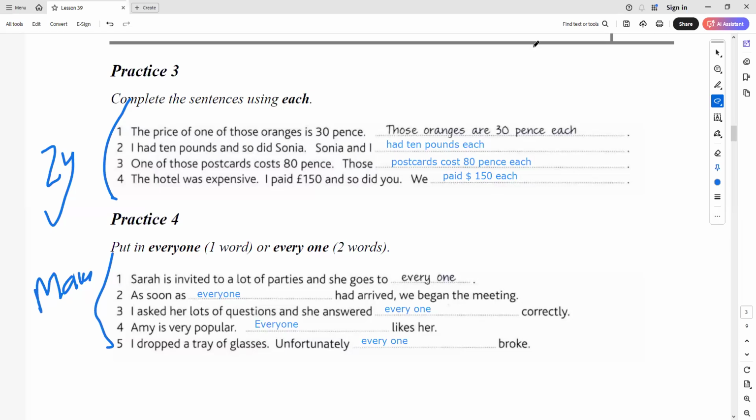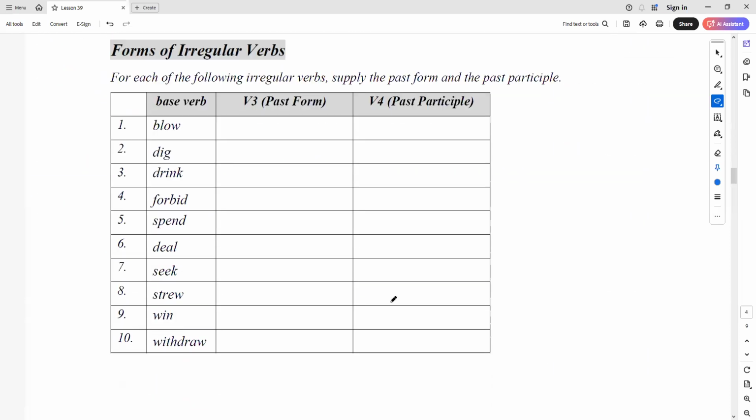Okay, so I clear the answer on the screen now. Okay, now for this one, I'd like you to write together, okay? So let's start now. Write it in the chat room, okay? Number 1, write it now.